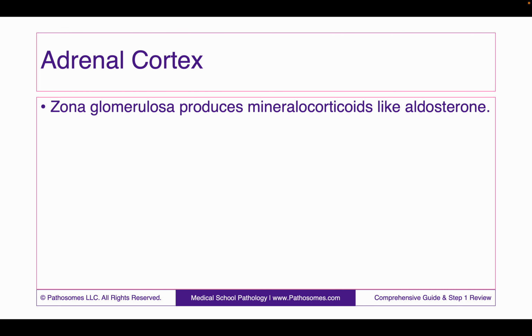The zona glomerulosa produces mineralocorticoids like aldosterone. The zona fasciculata creates glucocorticoids like cortisol. And the zona reticularis generates sex hormones like testosterone.